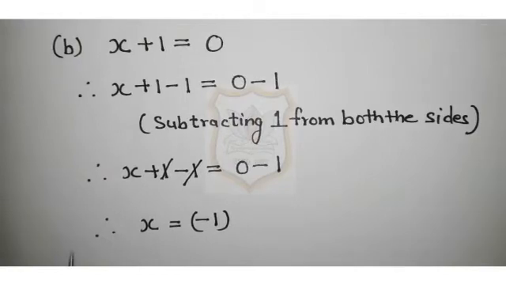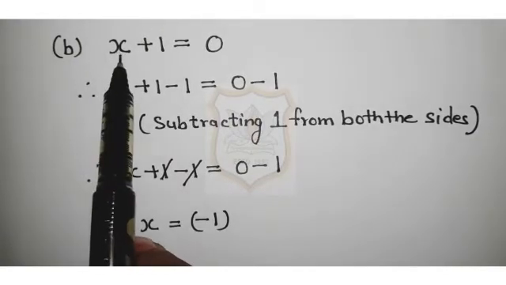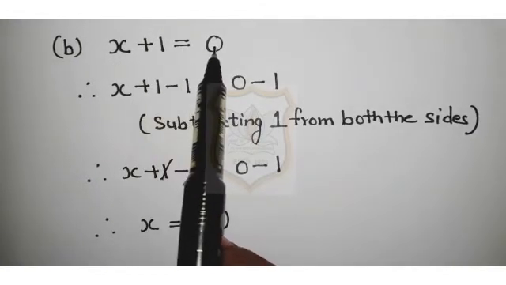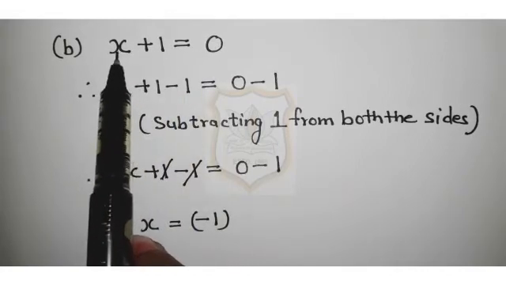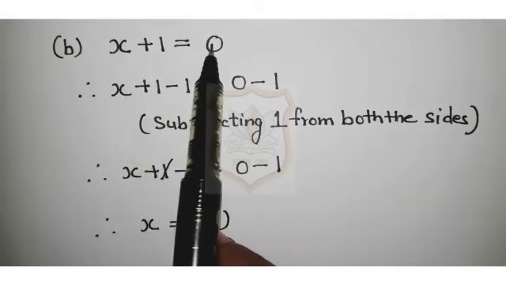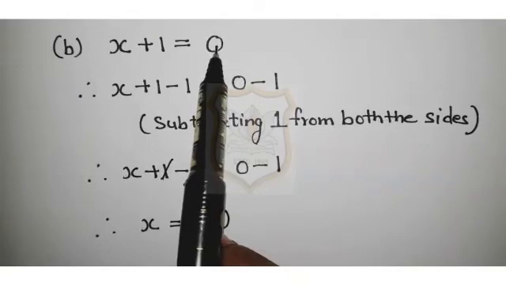Let's solve B part of question number 1, that is x plus 1 is equal to 0. LHS is x plus 1 and RHS is 0 of this equation.